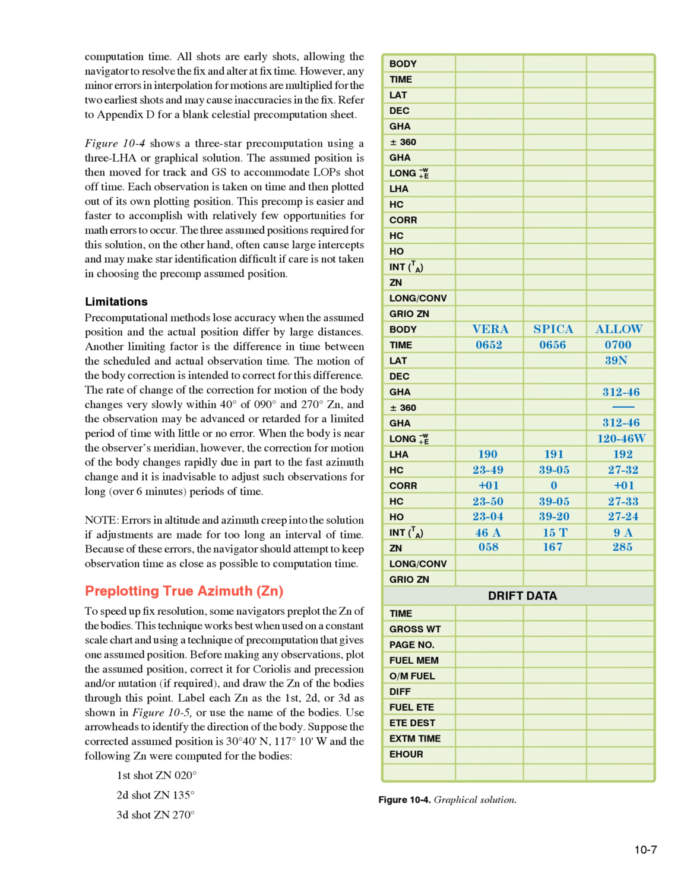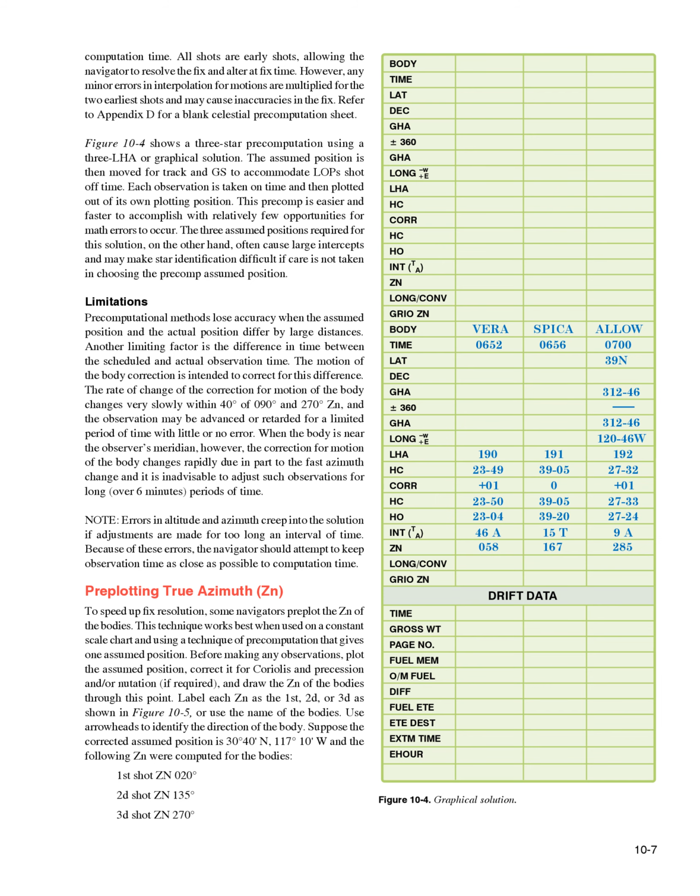Limitations: precomputational methods lose accuracy when the assumed position and the actual position differ by large distances. Another limiting factor is the difference in time between the scheduled and actual observation time. The motion of the body correction is intended to correct for this difference. The rate of change of the correction for motion of the body changes very slowly within 40 degrees of 090 degrees and 270 degrees ZN, and the observation may be advanced or retarded for a limited period of time with little or no error.